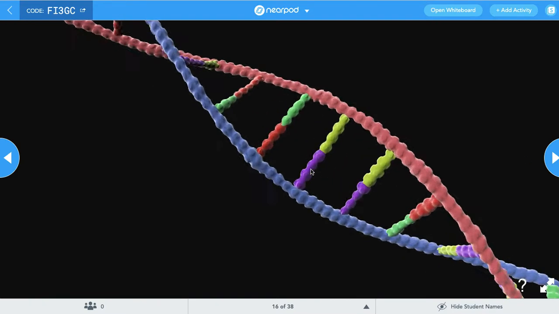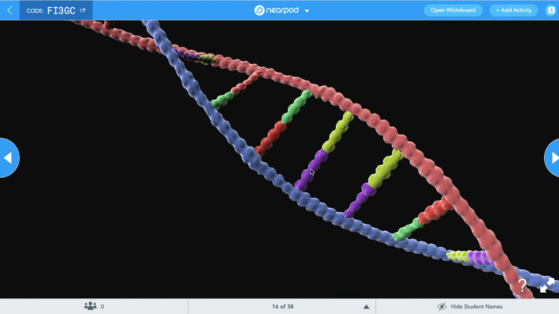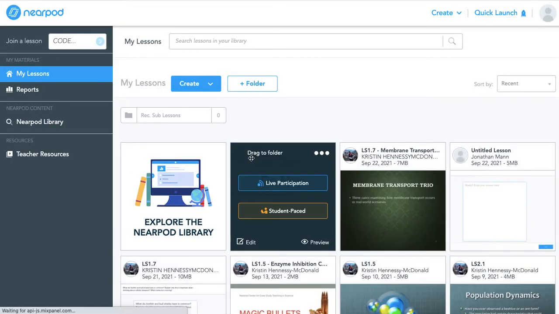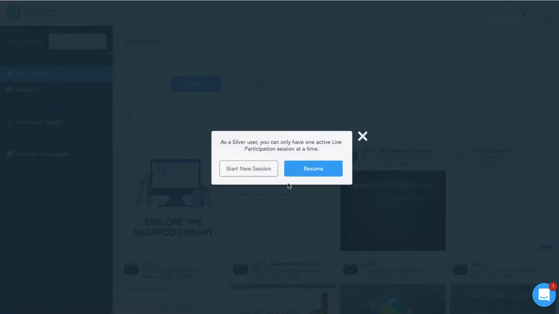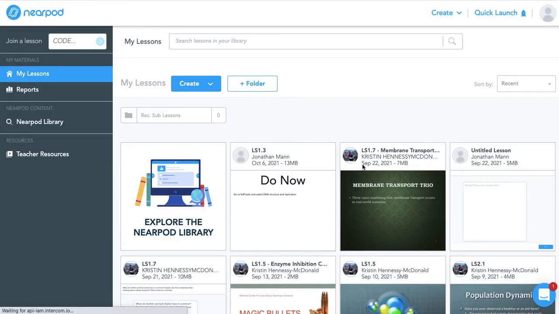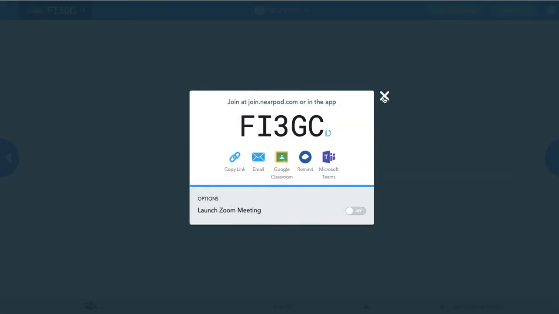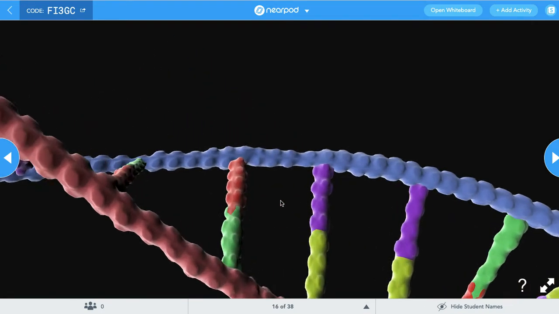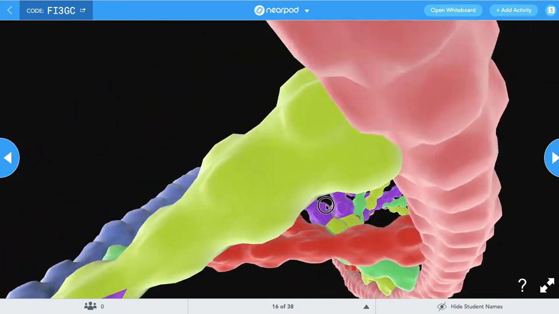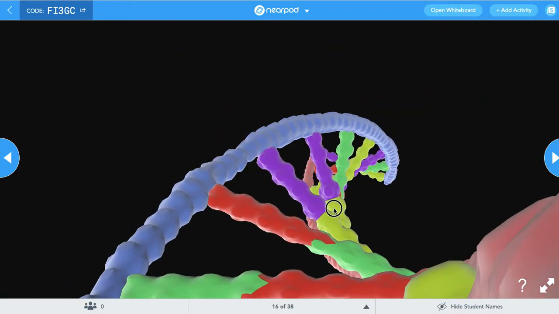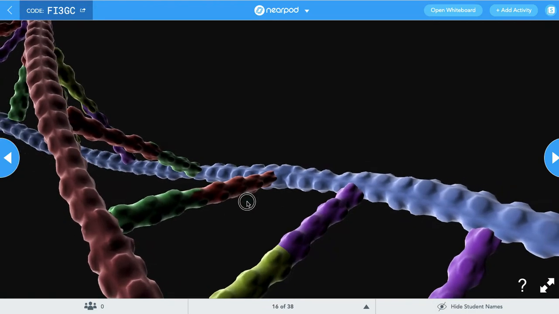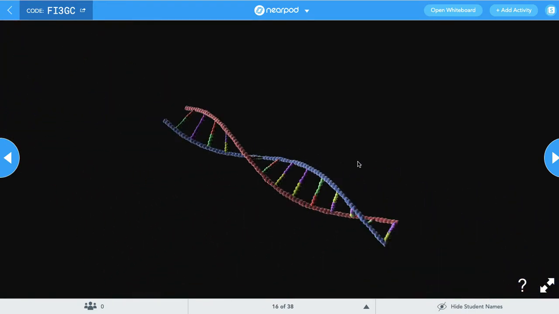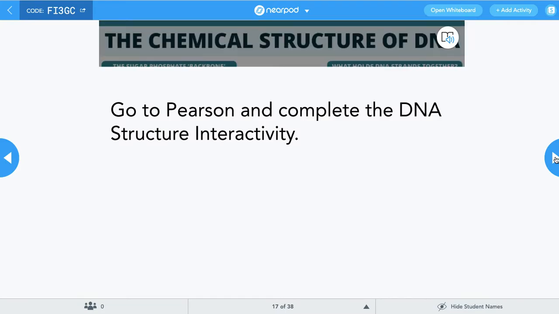So here's the DNA molecule. Looking at it, we can see the structure here. We can zoom in and out. We can look inside and see what's going on here. And it's kind of cool, looking at the structure of DNA, which is what we're talking about next.